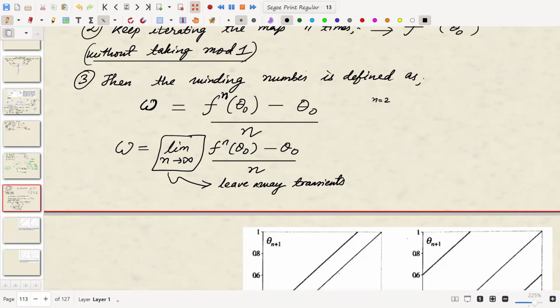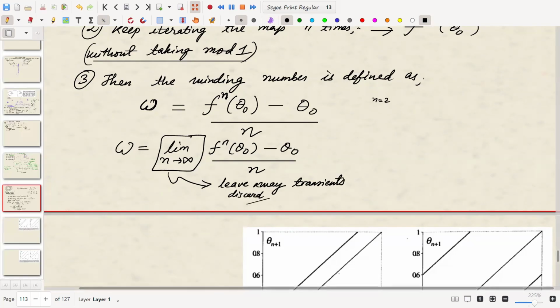Leave away the transients. You discard transients. I am not worried about transients. This is the main reason for considering the limit n tends to infinity. Transient means, I told you, so you plotted the Henon map, the chaotic attractor. Did you discuss transients in that case? Yeah, that's what you are missing.